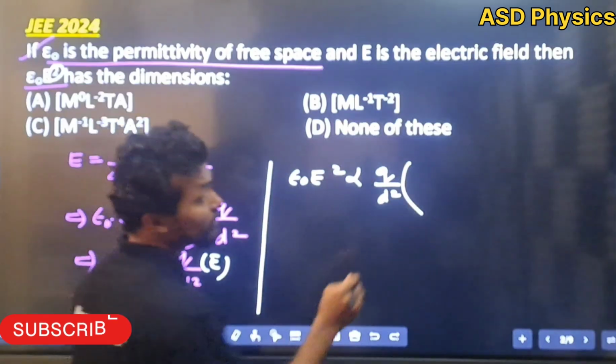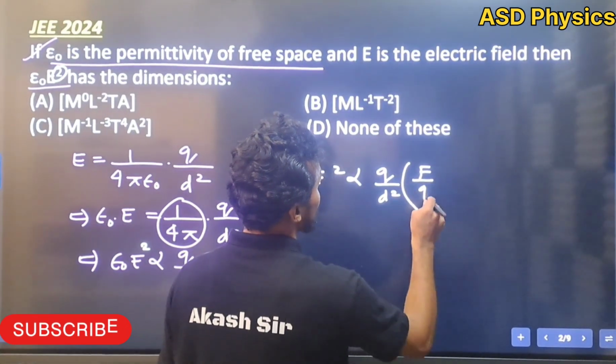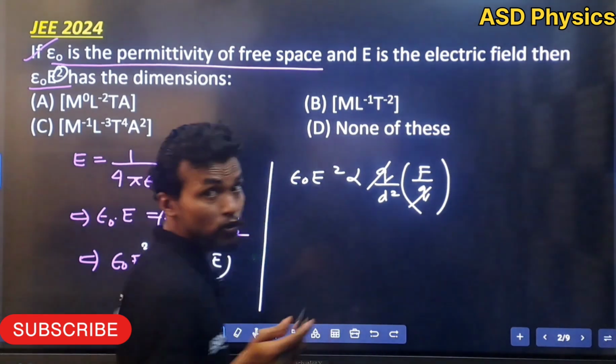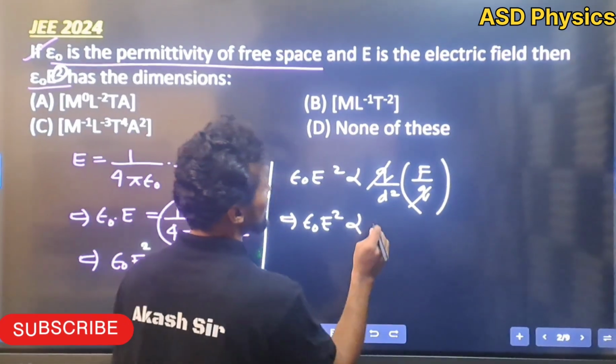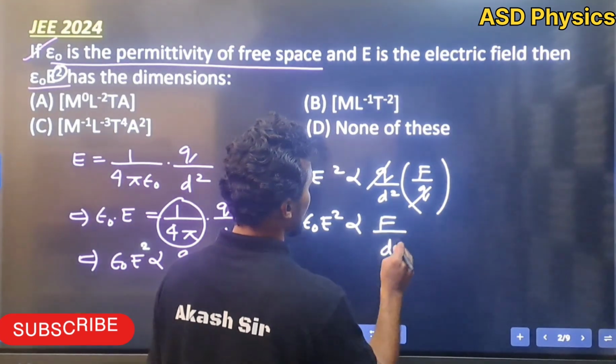And this electric field is given by force per unit charge here. So this Q and this Q cancel out. After that, what we can write is epsilon naught E square is directly proportional to F by d square.